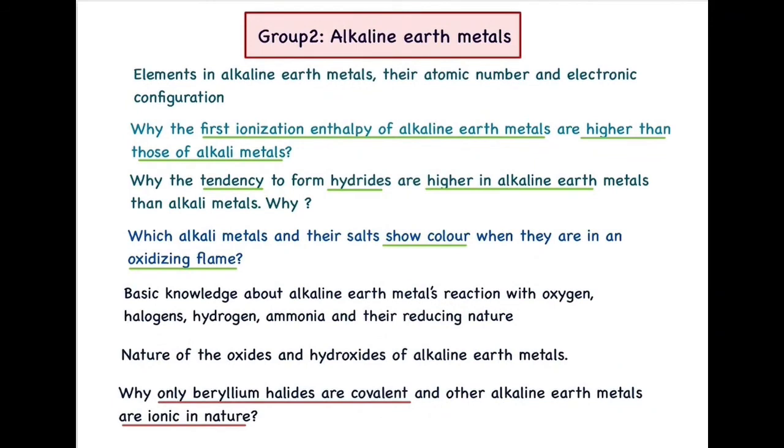Next section is group 2, alkaline earth metals. The members of alkaline earth metals, their atomic number and electronic configuration, students should be able to write. Why the ionization enthalpy of alkaline earth metals is higher than that of alkali metals. Why the tendency to form hydrides is higher in alkaline earth metals compared to alkali metals. Which alkaline earth metals and their salts show color in an oxidizing flame.